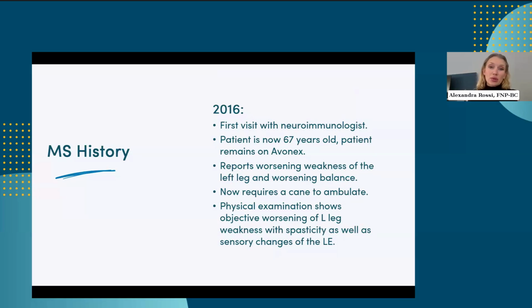So fast forward a couple of years, he finally gets in to see a neuroimmunologist. He's now 67. He remains on Avonex, again, not uncommon at that time. Although he reports some worsening weakness of his left leg, his presenting leg, and he continues to report worsening balance. He now requires a cane to ambulate, which is a pretty significant change in that amount of time. And the physical examination by the neuroimmunologist shows an objective worsening of left lower extremity weakness, spasticity, and sensory changes of the lower extremities, all very classic MS findings.